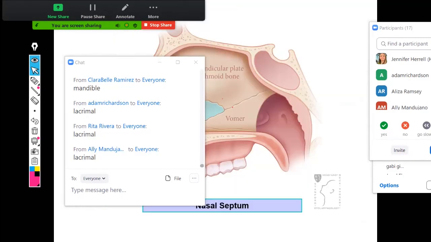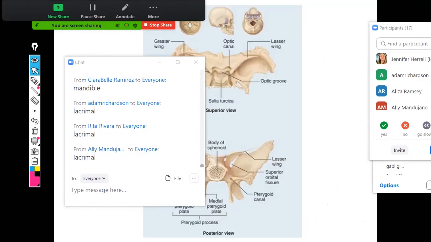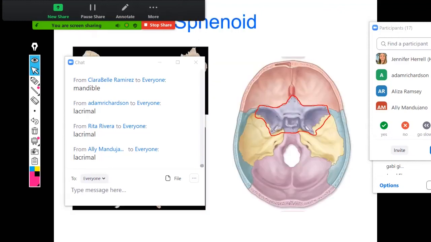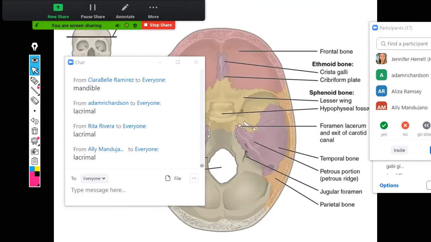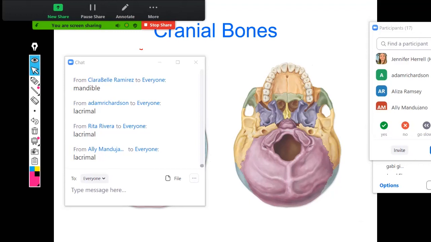Let's see, I need another view. Here we go. That's a good one. Looking from the bottom, inferior view of the skull. What is this bone and what is that part of the bone? So what is this bone first? The roof of the mouth, right behind the teeth.